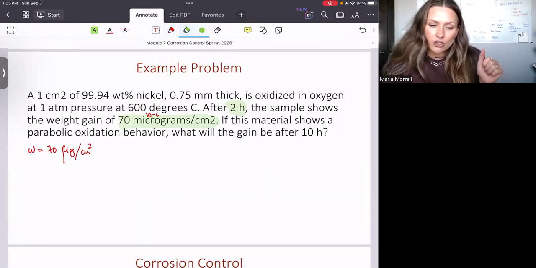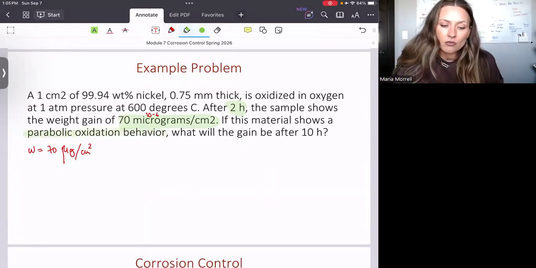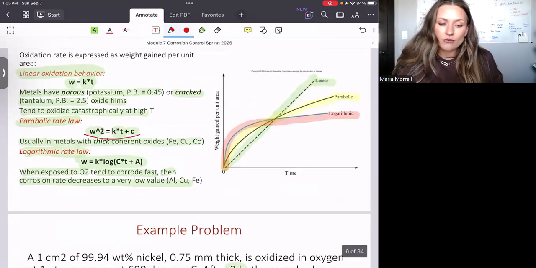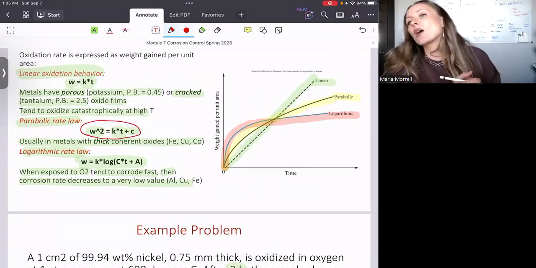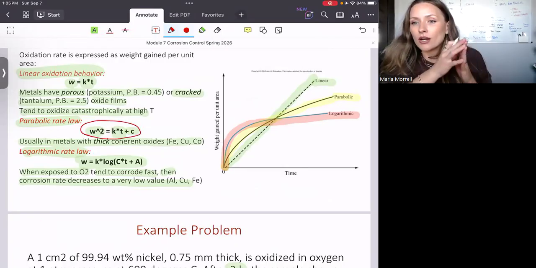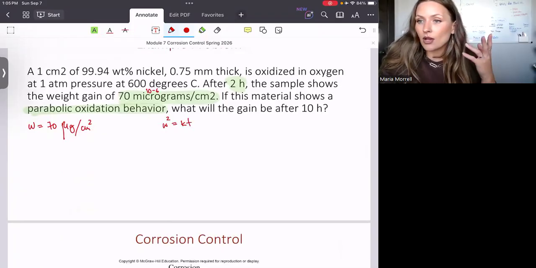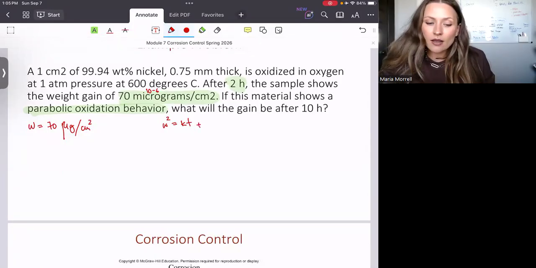If this material shows parabolic oxidation behavior, right? I'm going to go to the previous slide, and right away I will show you what we have to use. This is the equation where you have omega squared, the weight squared, equal to KT plus C. And I'm going to write it down right away here. This is what we're looking at, right? K is going to be some kind of constant, which is unique for every single metal. And then T is time, and you have a certain constant here. The question, what will the gain be after 10 hours?